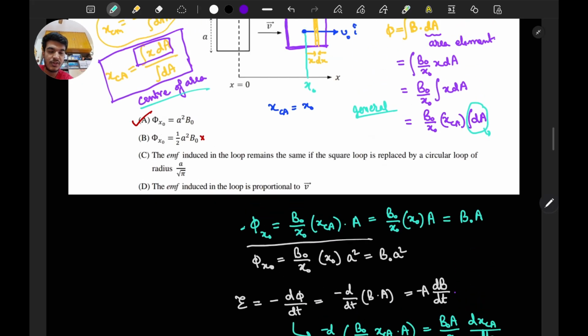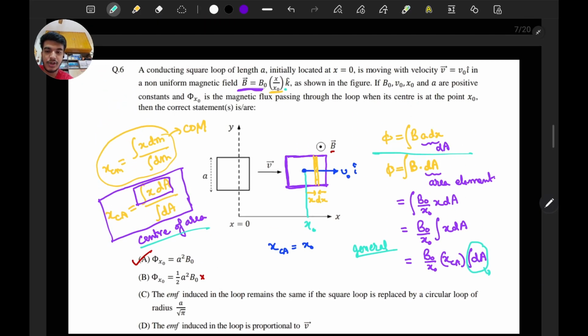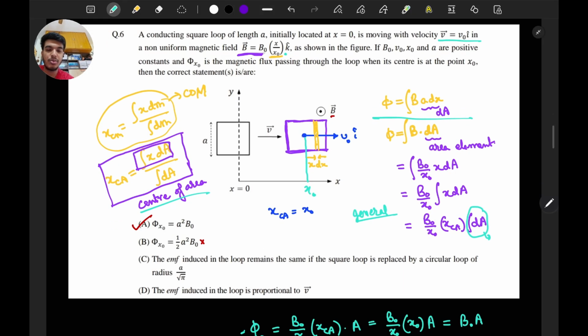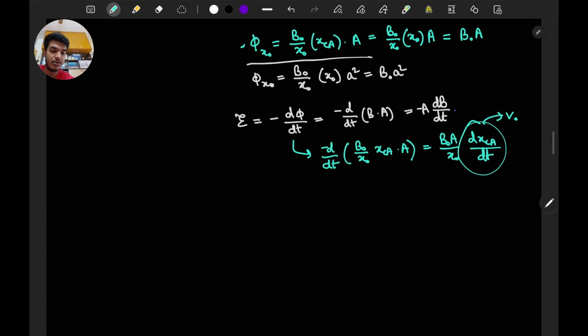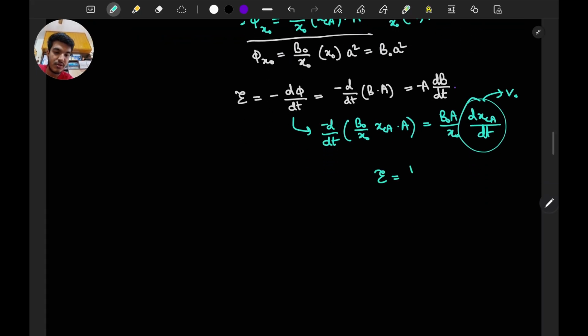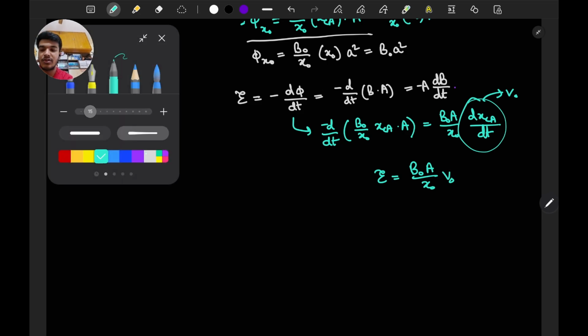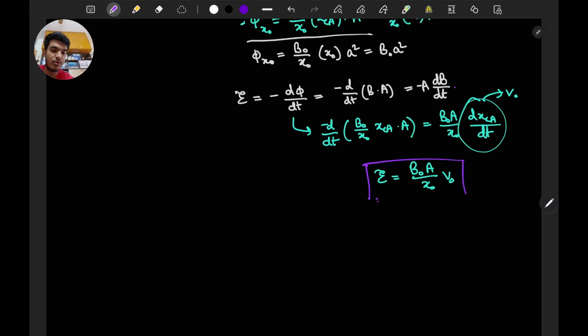Now just tell me, since this is a translation, each and every point of this system would be moving with the same velocity, which has been given as v equal to v naught i. So x_CA would also be moving, and dx_CA/dt will also be equal to v naught. It will be moving with the same speed. So my EMF is B naught A by x naught times v naught. Just see one thing: it doesn't matter which shape the loop is, the EMF induced will always be in this format. So EMF is always proportional to velocity v naught.